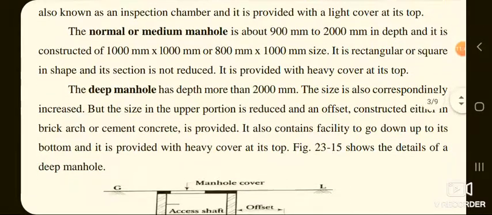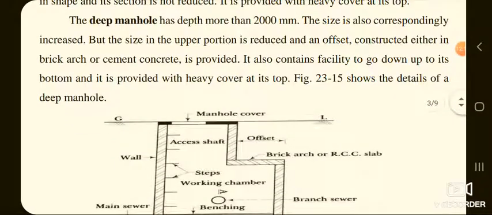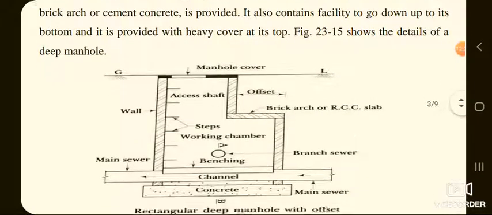Now come to the third type of manhole. The deep manhole has a depth more than 2000 mm. The size is also correspondingly increased, but the size in the upper portion is reduced, and an offset constructed either in brick or cement concrete is provided. It also contains facility to go down up to its bottom, and it is provided with heavy cover at its top. The following figure, that is 23.15, shows the details of a deep manhole.